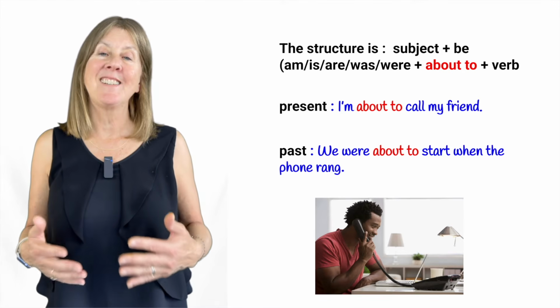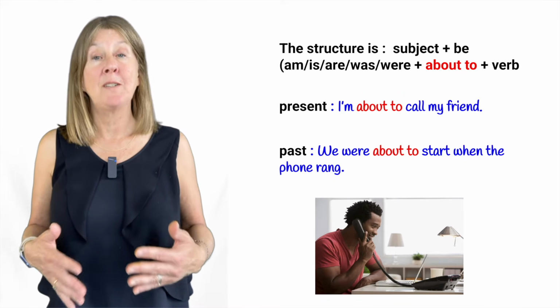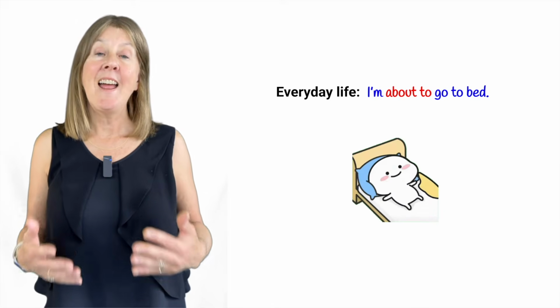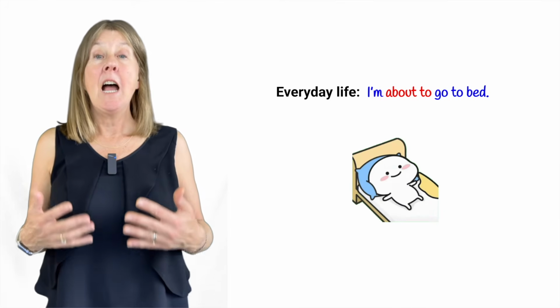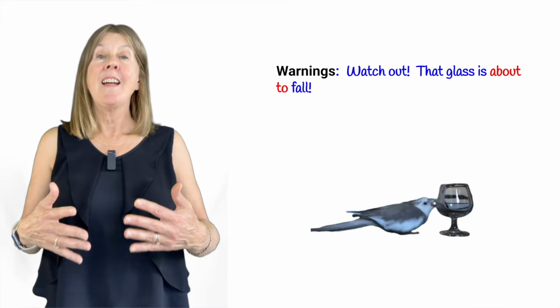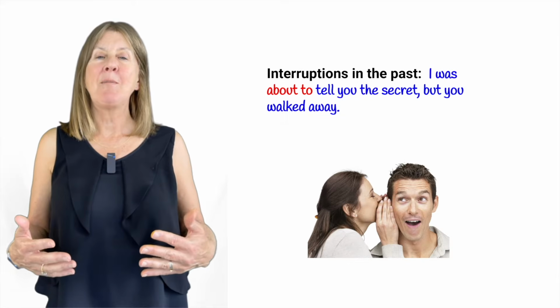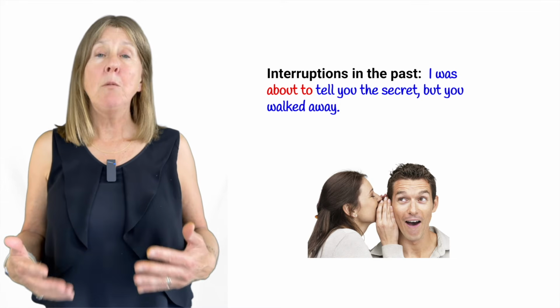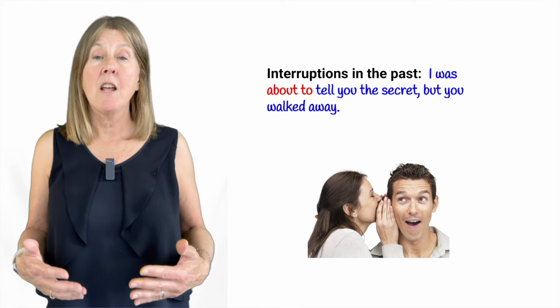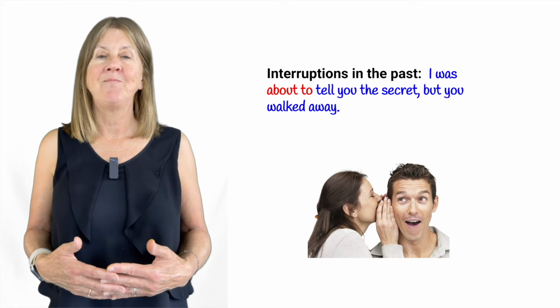So here are some common ways we use "about to". In everyday life, you might say, I'm about to go to bed. Or warnings: watch out, that glass is about to fall. Or interruptions in the past. I was about to tell you the secret, but you walked away.